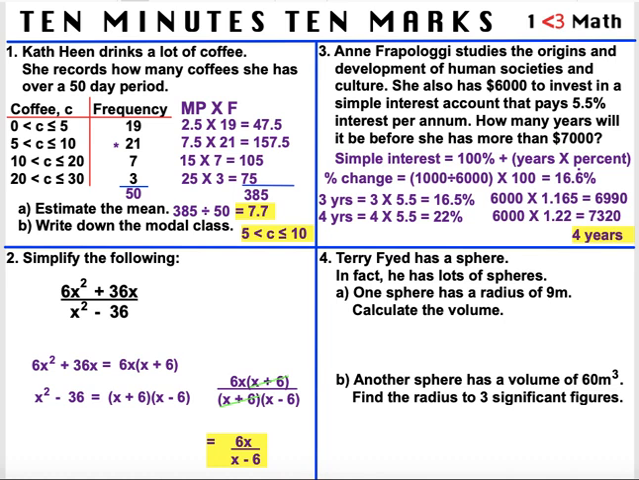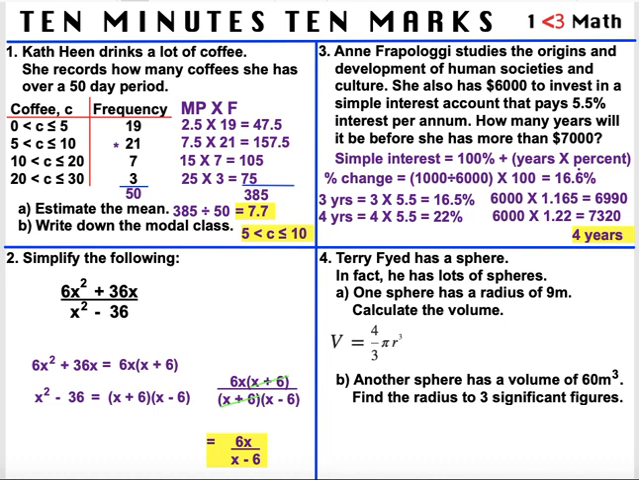Question 4. Terrified has a sphere. In fact, he has lots of spheres. Part A, one sphere has a radius of 9 meters. Calculate the volume. So we need to use the formula that's given in the exam booklet. Volume of a sphere is 4 over 3 pi r cubed. So we just need to sub the radius into that to work out the volume.